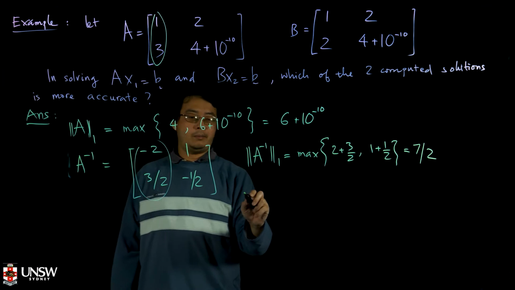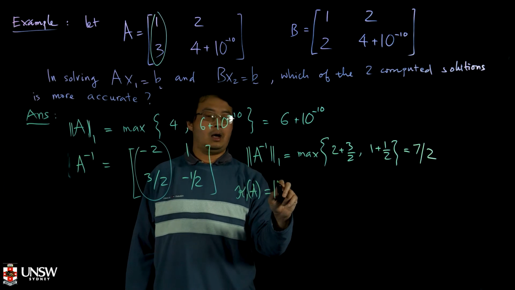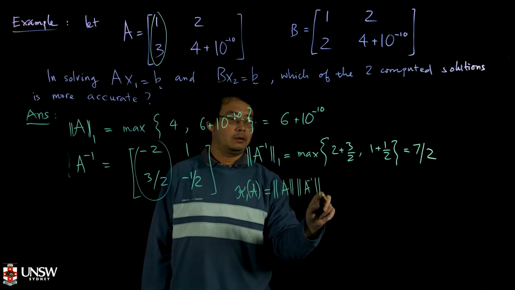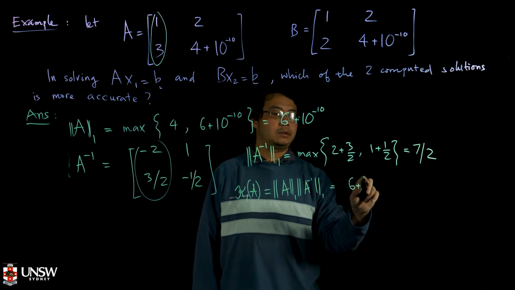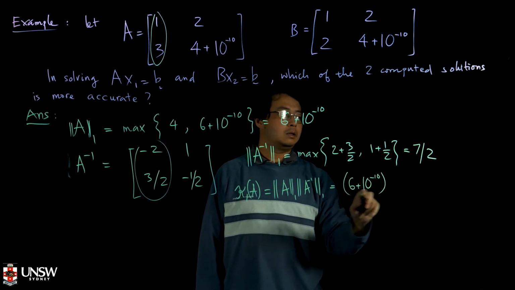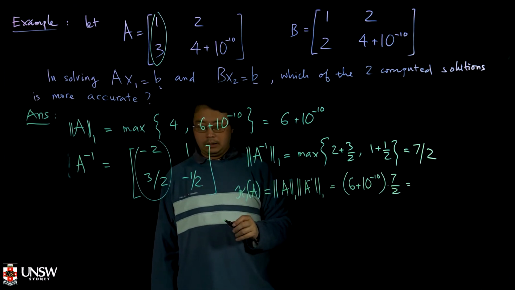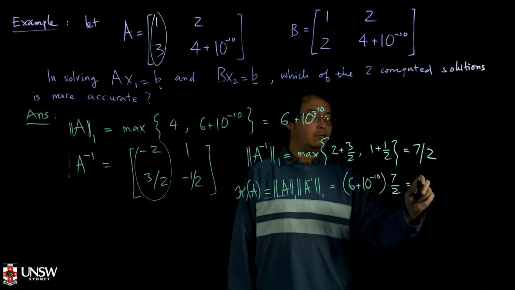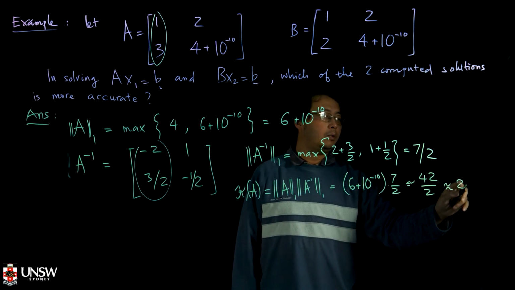So then the condition number of the matrix A will be the norm of A times the norm of A inverse in the one norm, and it will be 6 plus 10 to the minus 10 times 7 over 2. So that is around 42 divided by 2, which is around 21, because we ignore the small number.